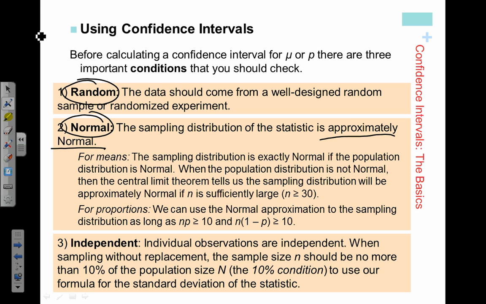So on here it says exactly normal if the population distribution is normal. Otherwise it's going to be approximately normal, okay? Now, n needs to be sufficiently large, which means greater than or equal to 30. And if we do proportions, which means we're going to like probability, then we go back and make sure that our rules of thumb work, and we can remember those when we get there. Independent. Individual observations are independent. That means the sample size should be no more than 10% of the population size. So again, if you have a population of 500, the biggest your sample should be is 50.